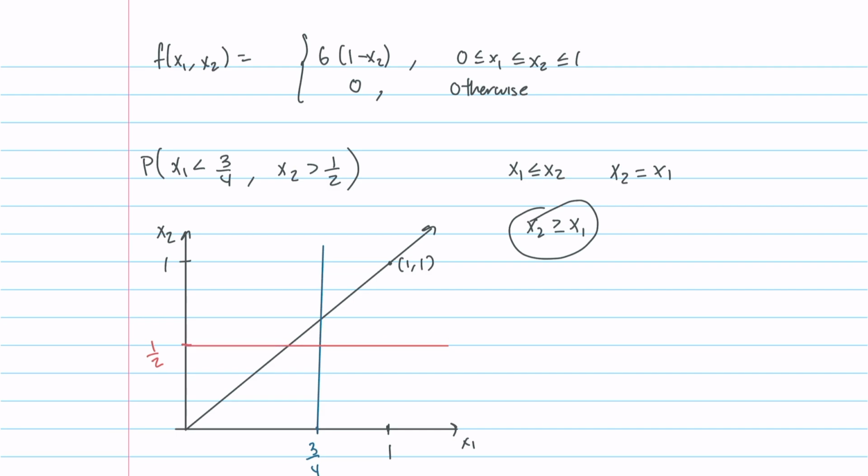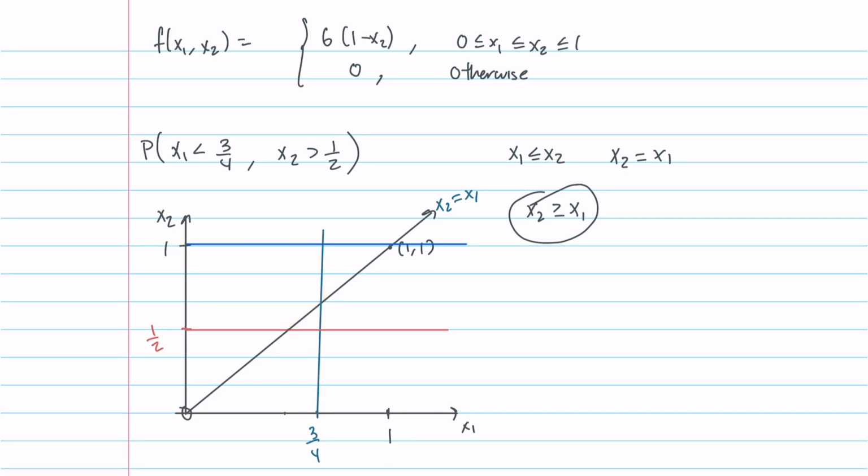Again, remember, we're going to have to look at values that are above the line x2 is equal to x1. Oh, and I forgot, everything is bounded by the constant function 1. So our area of interest is going to be right here, based on all the conditions that we were given.